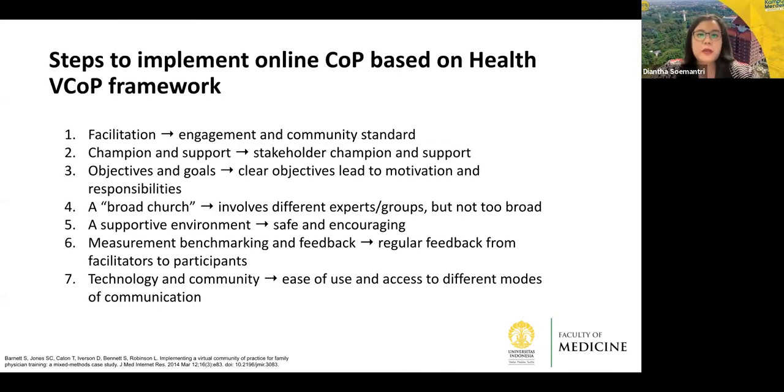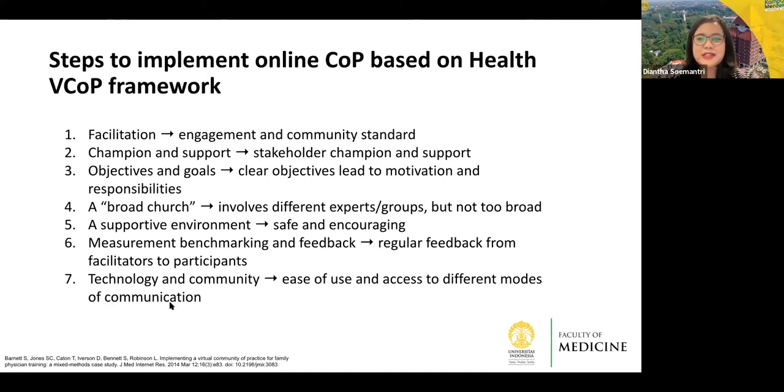Supportive environment is very important. So a safe and encouraging environment is very important for the COP to work, based on the author's reflection on the process of creating virtual COP for family physicians. Of course, benchmarking and feedback. So the facilitators should regularly ask for feedback from the participants, and also vice versa, feedback from the facilitators to the participants, to ensure that everyone's involved, to make sure everyone's learning something and can contribute to the COP.